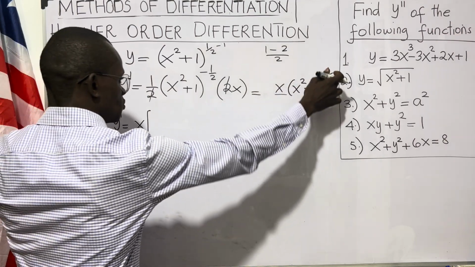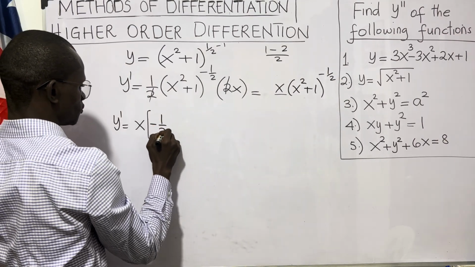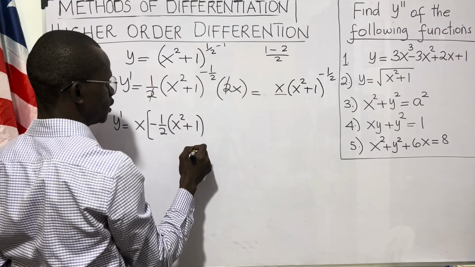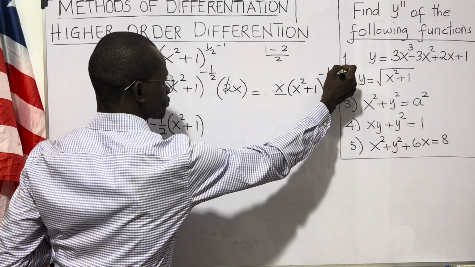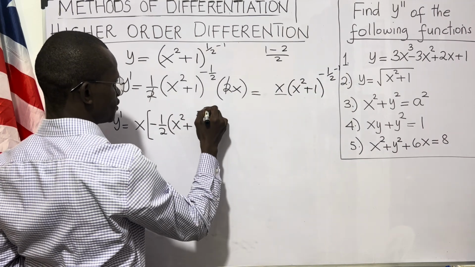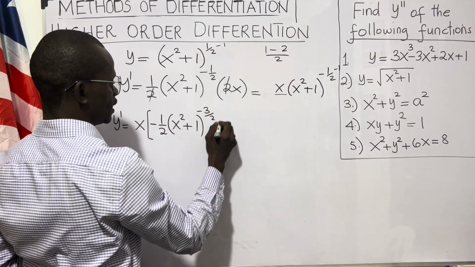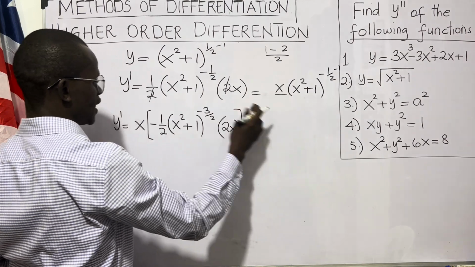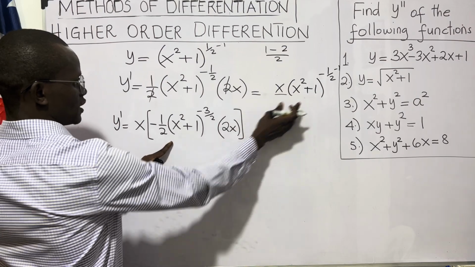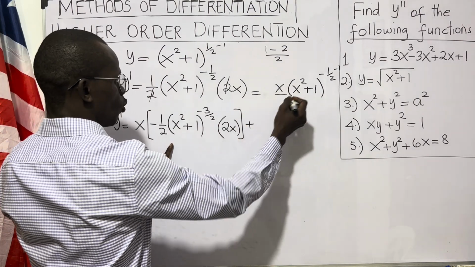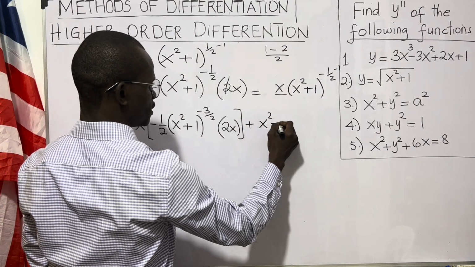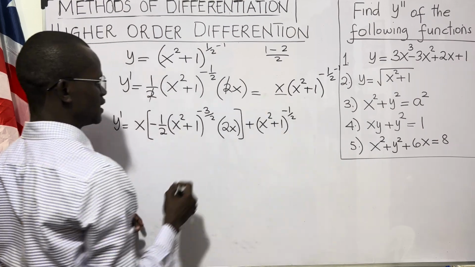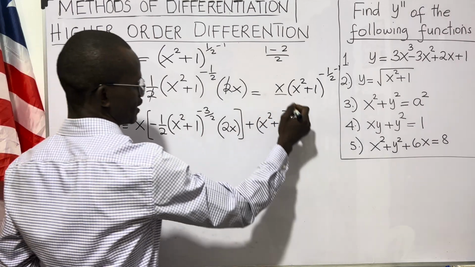So I bring this 1 minus 1/2 down, rewrite what is inside using the extended power rule, subtract 1 from this power. So it will give me minus 3/2. Then differentiate what is inside, gives me 2x. So I held the first function first and differentiated the second one. Now I must hold the function that I differentiated the first time and differentiate the one that I did not differentiate. So the derivative of x is just 1.